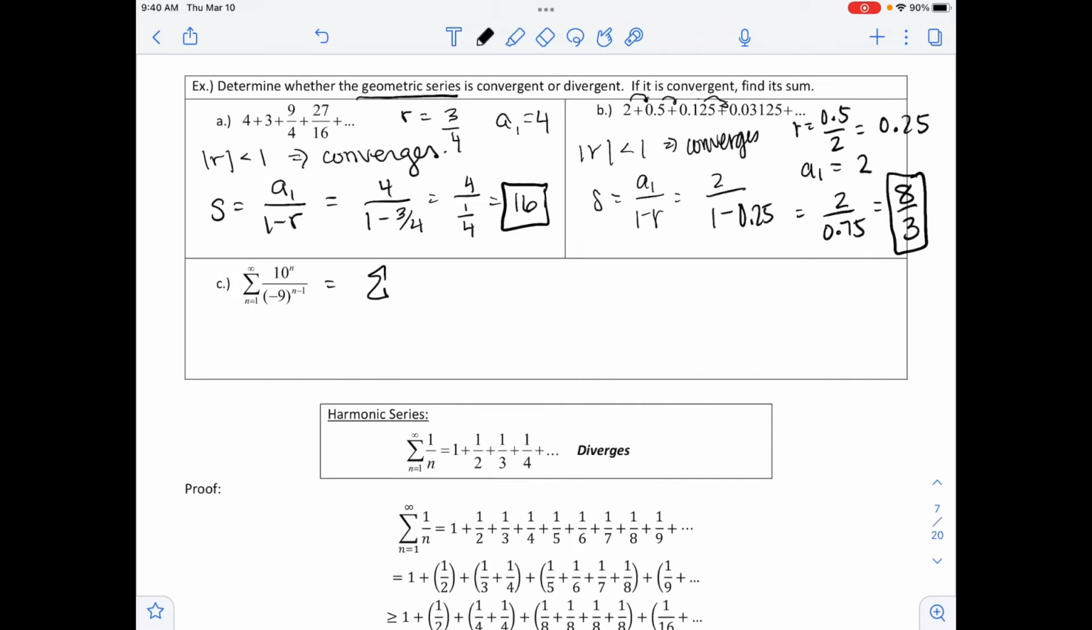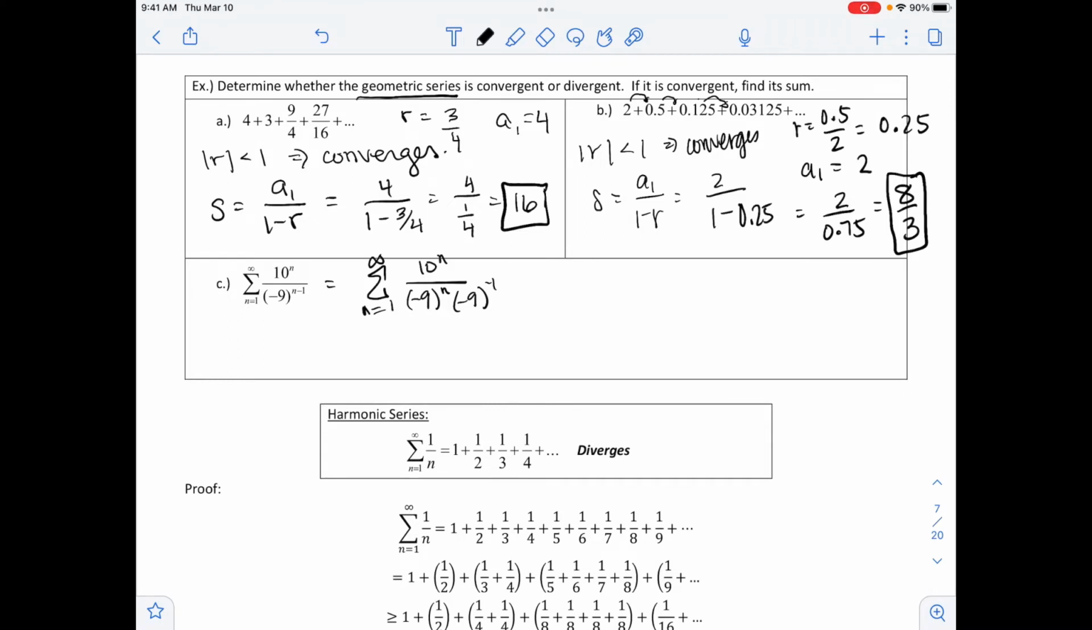But I'm going to try a different method and just try rewriting this. So I have the sum from n equals 1 to infinity of 10 to the nth over, and we can separate this and say negative 9 to the nth and negative 9 to the negative first. Remember that when you multiply things that have the same base, you add together those exponents, and you would get n minus 1.